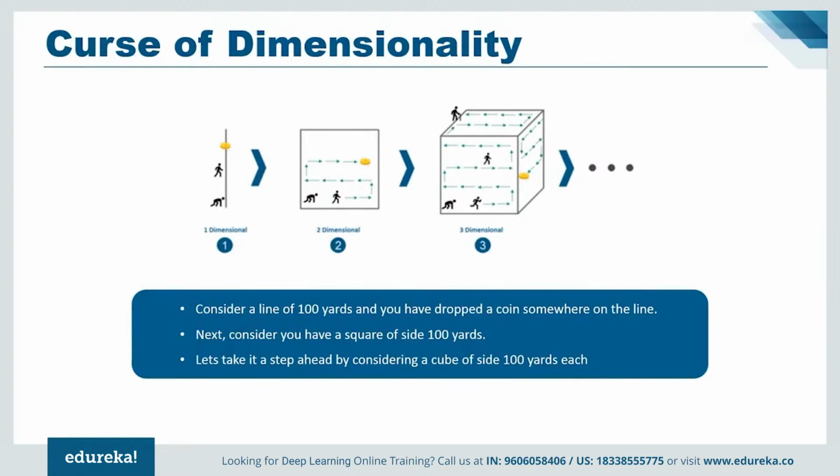Let's take it a step ahead by considering a cube of side 100 yards. Now you have dropped a coin somewhere in between. It's even more difficult to find the coin this time. The cube is a three-dimensional entity. Hence, you can observe that the complexity is increasing as the dimensions are increasing. And in real life, the high-dimensional data that we are talking about has thousands of dimensions, which makes it very complex to handle the process.